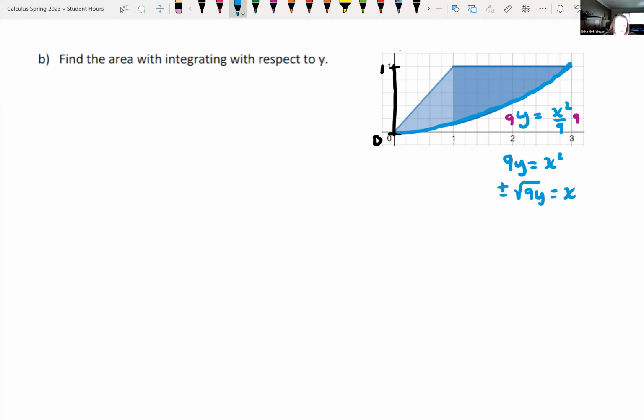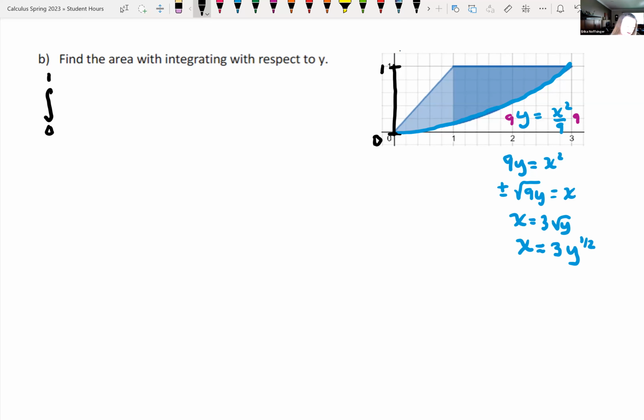I notice though that my x values are always positive in this picture. And so I'm just going to look at x equals, and I'm going to simplify this. Square root of 9 is 3. And then I have the square root of y. But I know I'm going to integrate. And so when I integrate, I'm going to have to rewrite the square root of y as y to the 1/2 power. So we have x equals 3 y to the 1/2 power. So I have my bounds. My lower bound for y is 0. The upper bound for my y is 1.